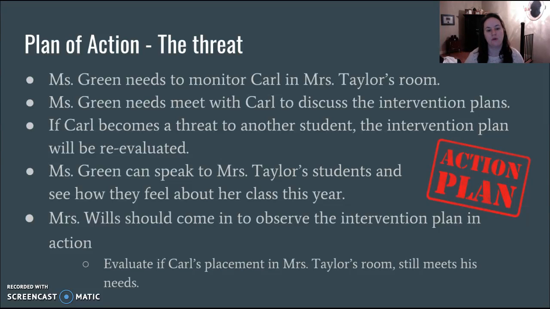Also, if Carl becomes a threat to another student, or the intervention plan needs to be reevaluated to make sure that it's benefiting all of the students, Ms. Green can speak to Mrs. Taylor's students and see how they feel about her class this year. Again, not asking about Carl, just asking in general what works, what they like, what they don't like about Mrs. Taylor's class, so that Ms. Green can get a better view of how all students are performing in Mrs. Taylor's class and how to best benefit Carl in that room.